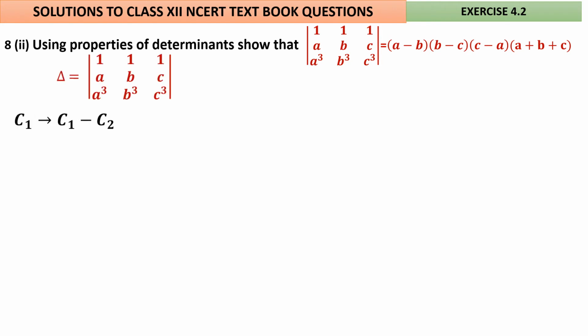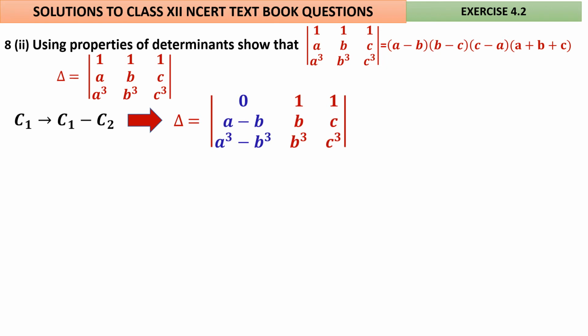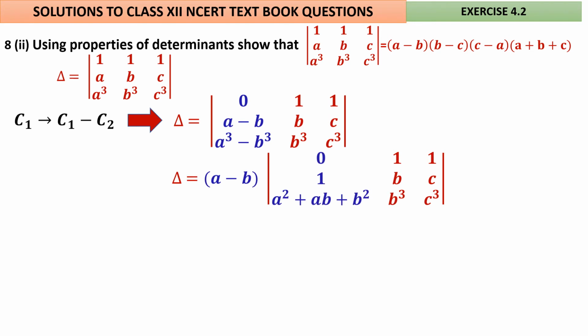I am going for it now. I need a minus b, therefore c1 minus c2. a minus b and a cube minus b cube. a minus b will come outside now from the first column. What is a cube minus b cube? It is a minus b into a square plus ab plus b square from lower class mathematics. Our a minus b comes out. 1 is there, a square plus ab plus b square.